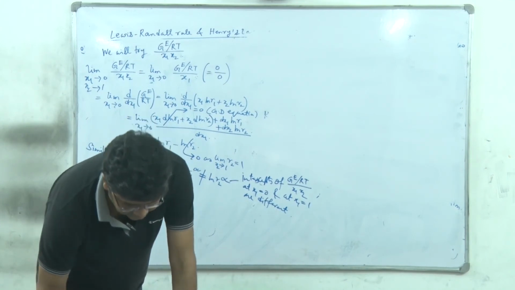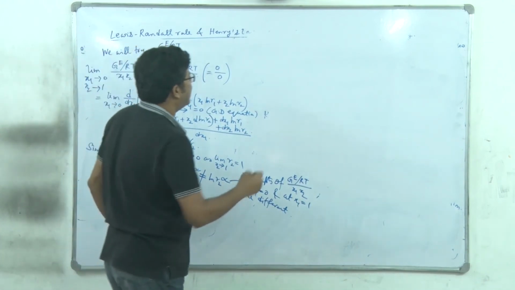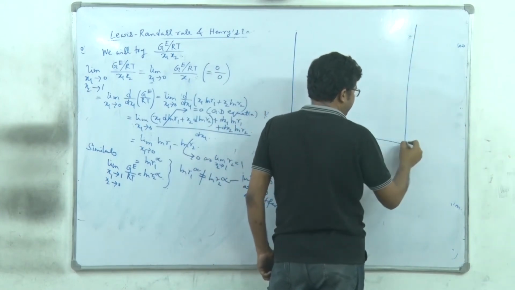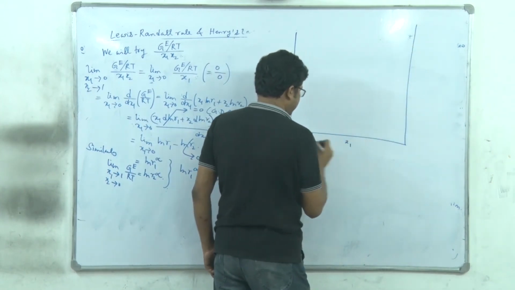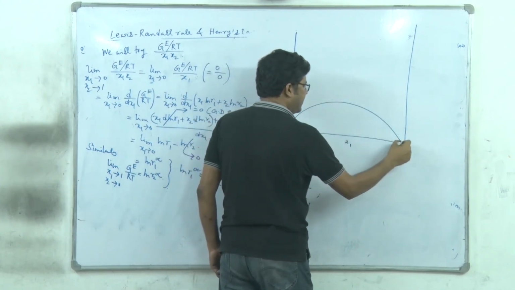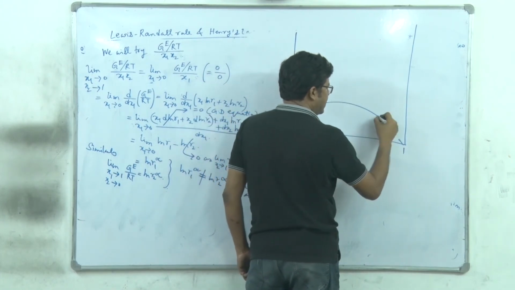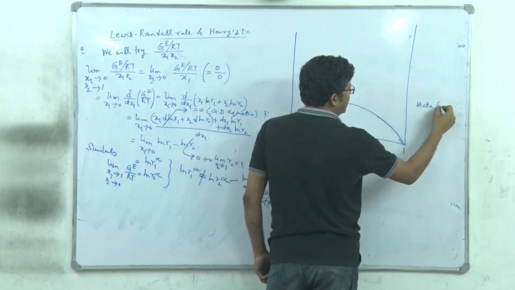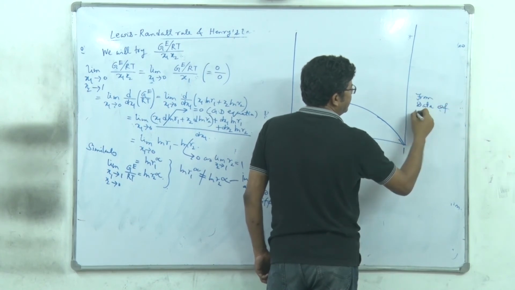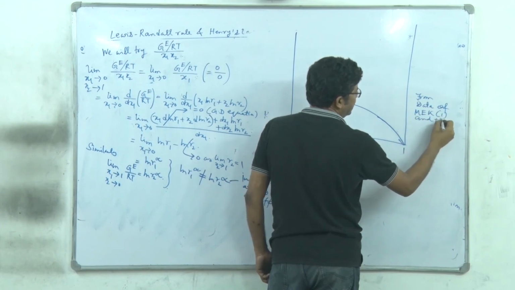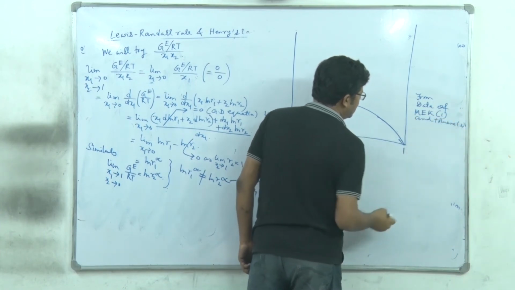Just like for the same system, like methyl-ethyl ketone and toluene, the trend is something like this. This is x1, 0 to 1. So the G by RT curve is this, right? This is from the data of methyl-ethyl ketone as component 1 and toluene as component 2, right?